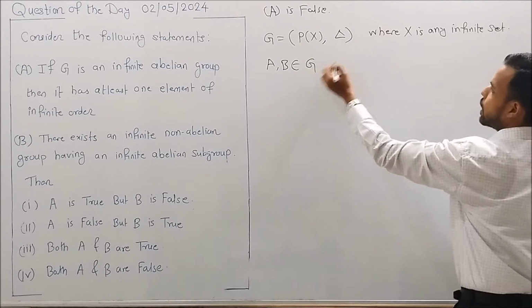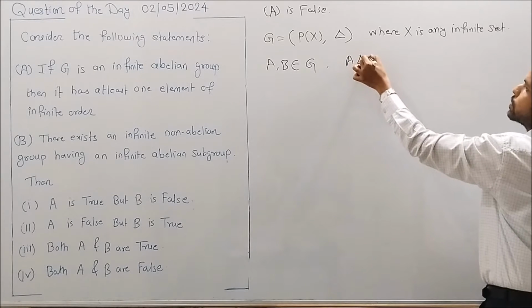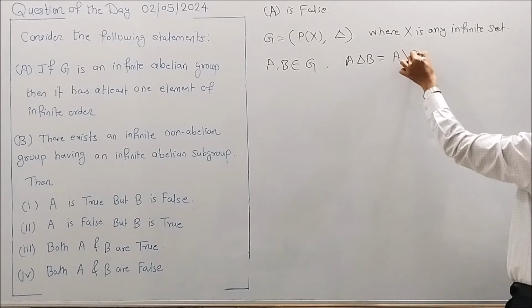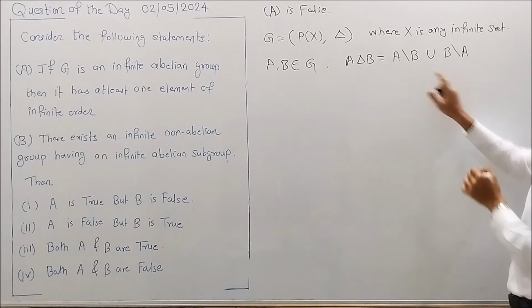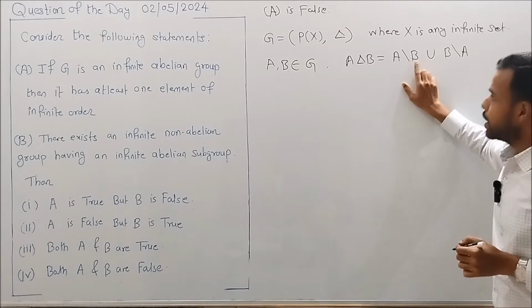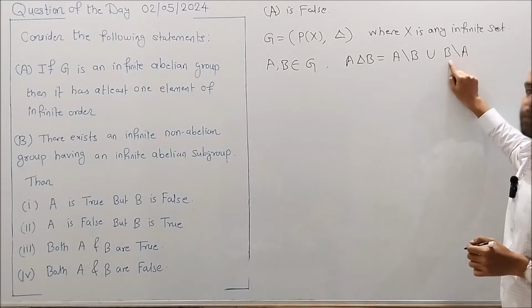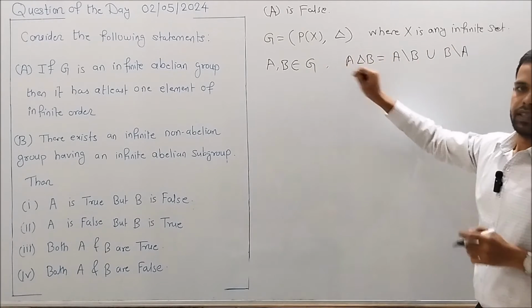So for A, B subsets of X, A symmetric difference B is defined as A minus B union B minus A. That is, the complement of B in A union the complement of A in B. This is the definition of symmetric difference.